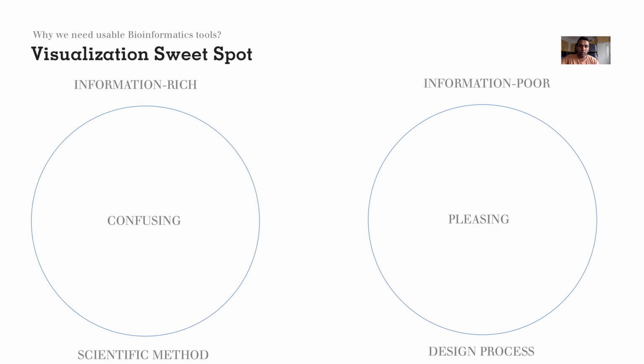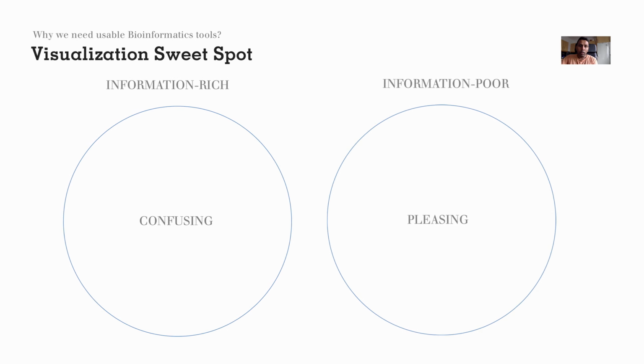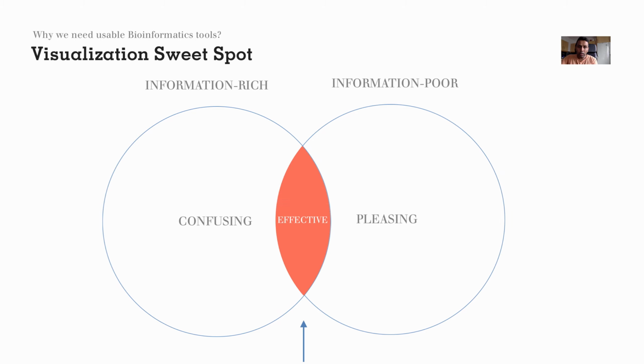If you are a scientist and you create a scientific figure with a lot of data, it might be confusing to the audience. On the other hand, if you are a designer and you create a tool, it might be pleasing to the audience but lack information. However, if we could combine these aspects together, we can deliver a clear message to the audience. This is what I mean by the sweet spot of visualization.